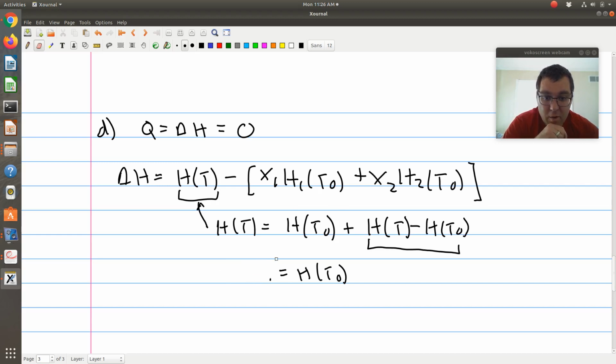I'm going to take H of T and rewrite it as H of T naught plus H of T minus H of T naught. Now I can work on each of these terms individually.